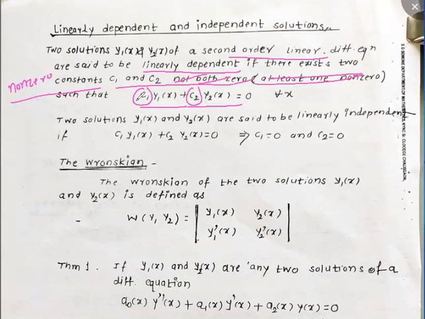So if there exist two non-zero constants such that C1y1 plus C2y2 equal to 0, where C1 and C2 are non-zero constants, then the two solutions are linearly dependent.